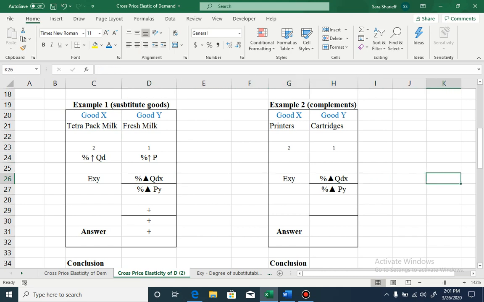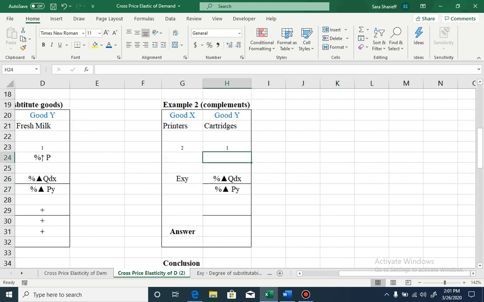What about this example? In this example, let's say prices of cartridges increase. There is some percentage increase in the price of cartridges, right? What will happen to the quantity demanded of printers? Now naturally, people are going to think that this is just not the right time to purchase printers, because cartridges have become expensive. This printer and cartridge combo has become expensive. So what will happen? There will be some percentage decrease in the quantity demanded of printers.